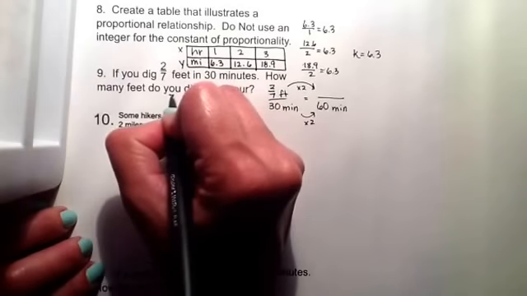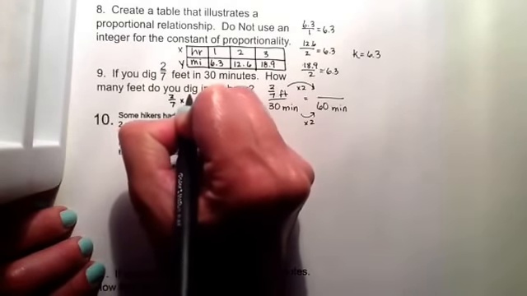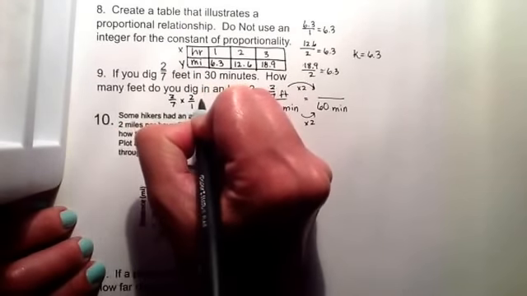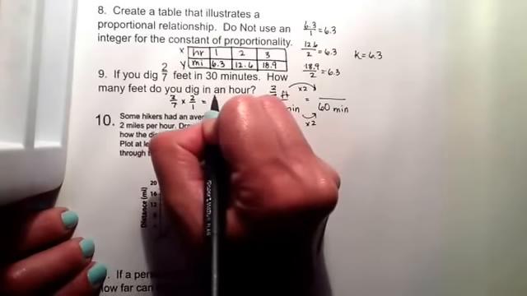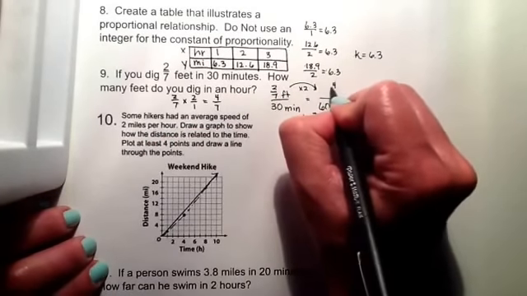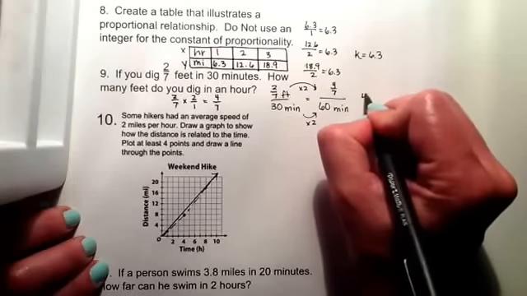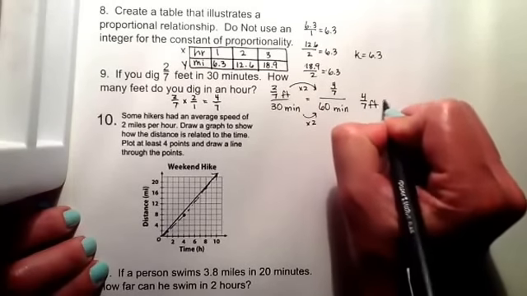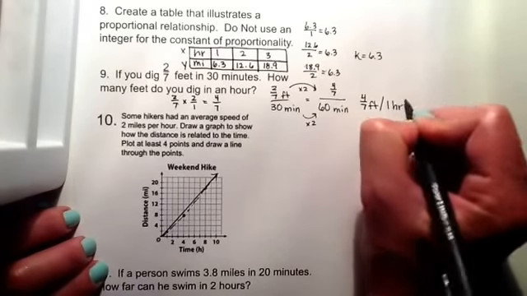So when you're multiplying fractions, remember that you put whole numbers over 1, and you do top times top, that's 4. Bottom times bottom, that's 7. So that means I would go 4/7 feet in 1 hour.